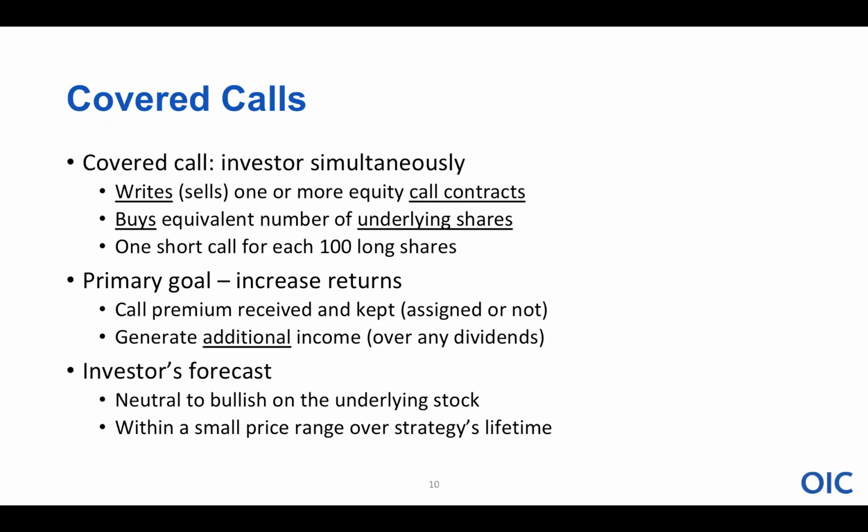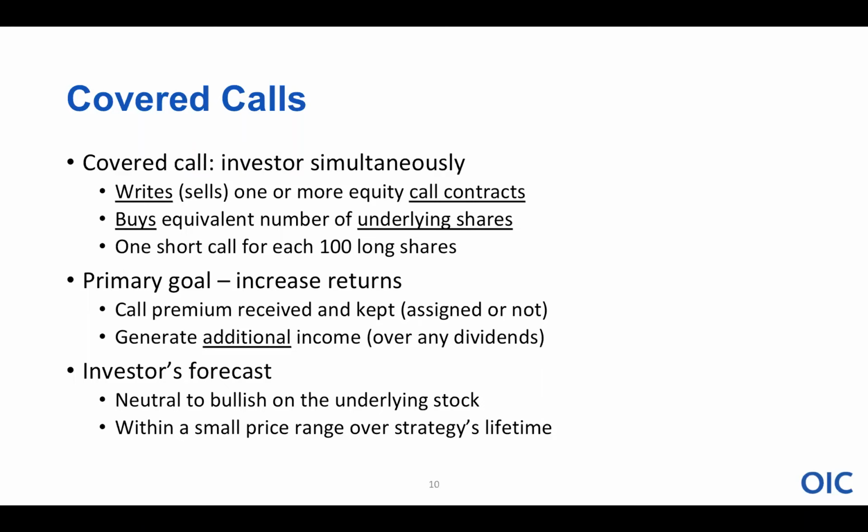And the primary goal why we do this is to generate additional income over any dividends that our stock pays. So when we sell call premium, that call premium is ours to keep, whether we get assigned on our option or not. So that goes into our pocket, that helps increase our returns. At the same time, by selling that call option, we are effectively lowering our cost basis on the shares. So it gives us a certain amount of downside protection, but while limited, it does give us some downside protection.